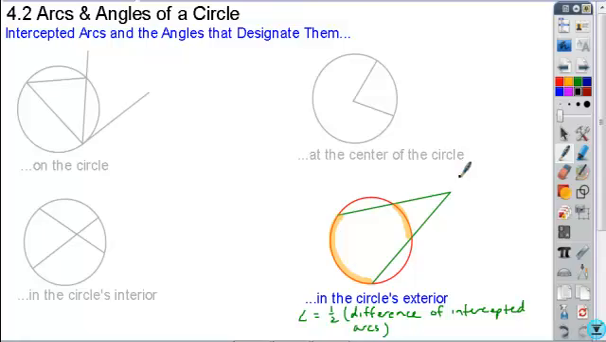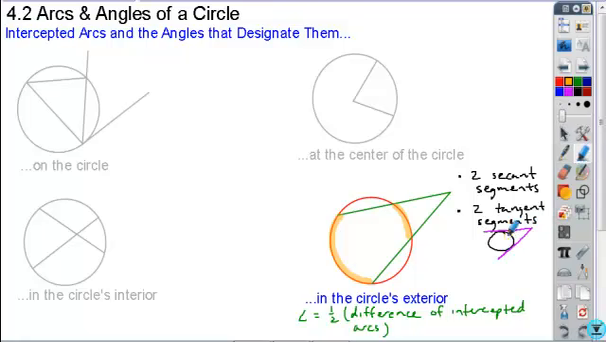And this is going to work with the following types of angles. It could be two secant segments, which is what's illustrated here. It could be two tangent segments. And so what that's going to look like is this. And in that particular case, you'll still have two intercepted arcs, here and here.